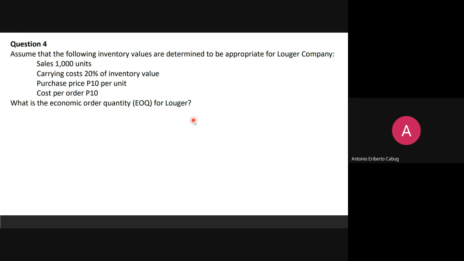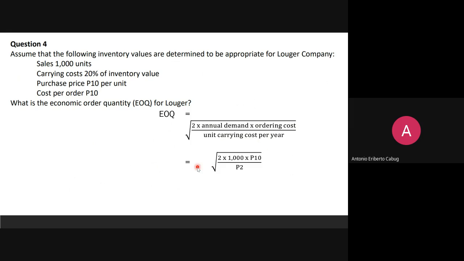Okay, this is an easy one. Since high school pa lang kayo, sanay pa kayo sa square root, no? So, EOQ is equal to the square root of 2 times annual demand times ordering cost over the unit carrying cost per year. Per year to, ha? So, the EOQ is 2 times 1,000 units times 10 pesos cost for every order. Divide it by 20% of 10 is 2. Square root of 10,000, 100 units.